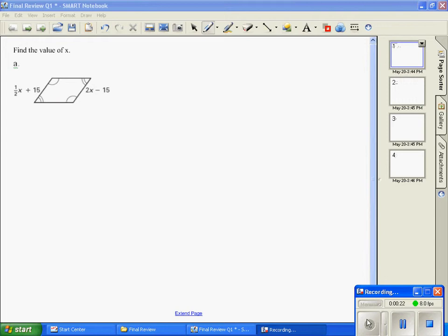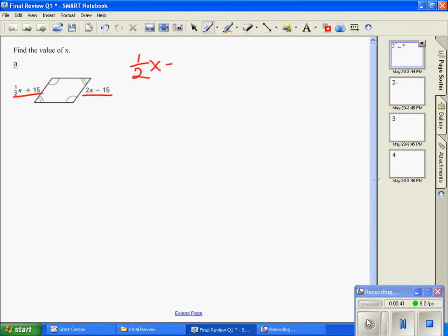Now, also, the other thing we know about parallelograms is that opposite sides are congruent. So therefore, we know that 1/2 x + 15 is equal to 2x - 15. So we set those things equal to each other and solve. So 1/2 x + 15 equals 2x - 15. So let's solve for x.